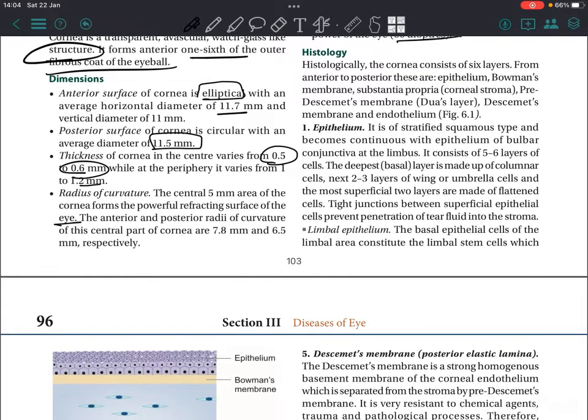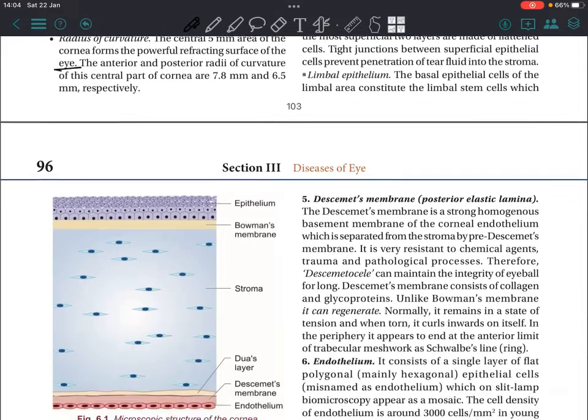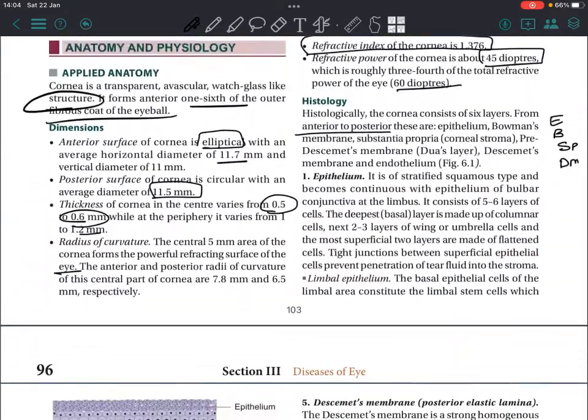Histology. The cornea consists of 6 layers from anterior to posterior. These are epithelium, Bowman's membrane, substantia propria, pre-Descemet's membrane, which is also known as Dua's layer, Descemet's membrane, and endothelium, as shown in the diagram. We will see them in detail.